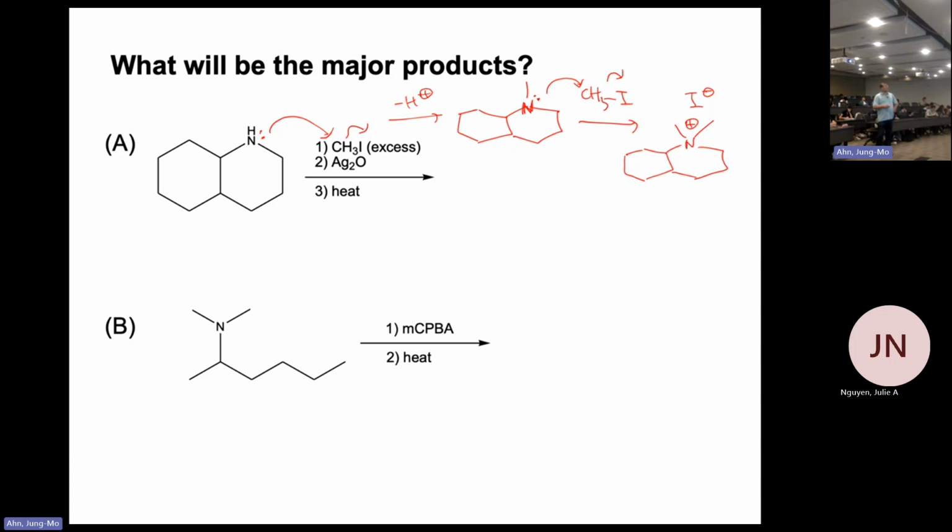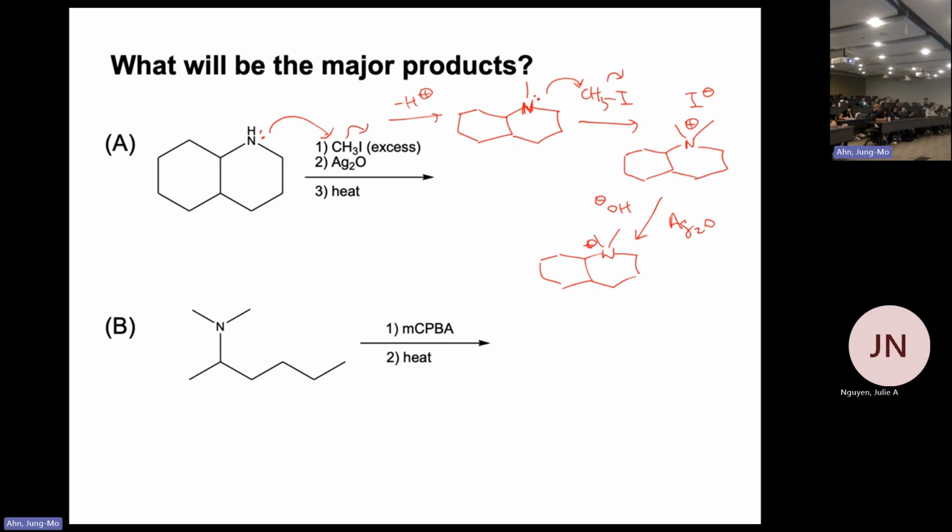The second step, silver oxide, will replace the iodide with hydroxide. Right? We install the base near the ammonium group. Now, what it's going to do is pick up a proton, making an elimination reaction. So, which hydrogen will be picked up by the hydroxide?